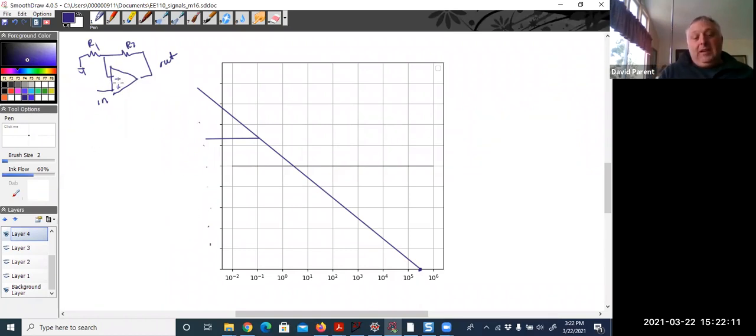And if the open loop gain is infinite and we derive all of this, right? Out over in equals 1 plus R2 over R1, right? Now, what if that equaled 1, 10, 100, and 1,000? What would that look like?